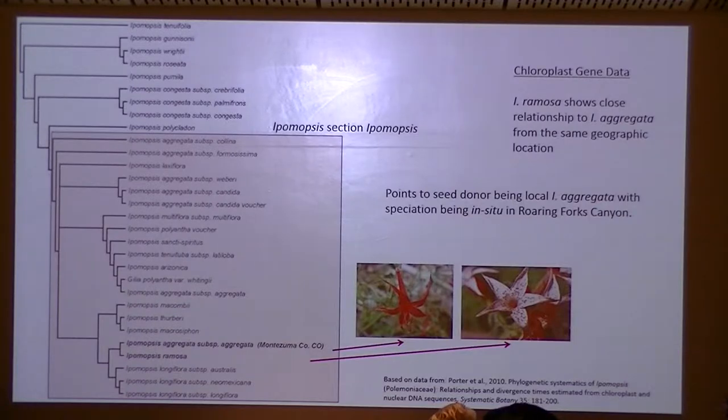And so this can only be inherited from the maternal lineage or the seed donor. And what this points to is that because this is found on the Roaring Forks site, Ipomopsis ramosa actually speciated on the Roaring Forks site, and Ipomopsis aggregata, subspecies aggregata, is the maternal donor.